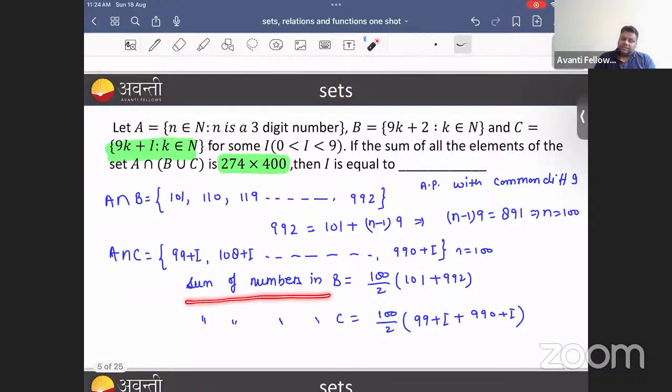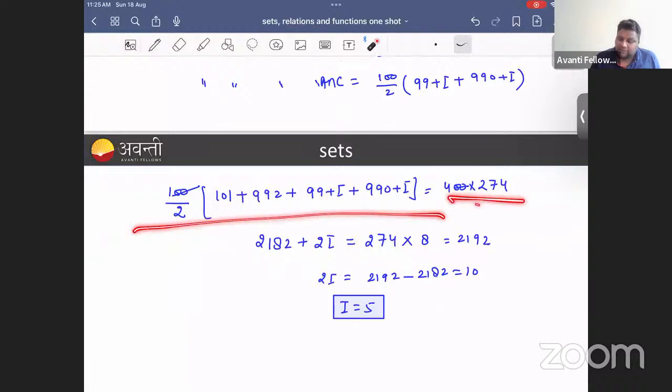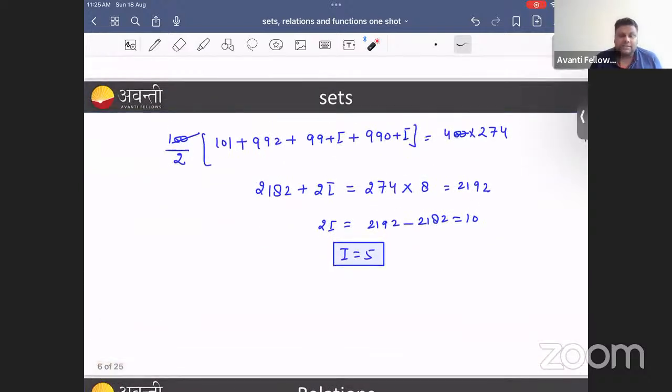Now, the sum of the numbers in set A intersection B will be 100 by 2 times first plus last. The sum of the numbers in the set A intersection C is 100 by 2 again times first plus last. If you add both of them, as given, the total sum of numbers is 274 into 100. Definitely A intersection B and A intersection C are not going to have any common element. Got it? So their total sum will be 400 into 274. I just simplified this equation and I get the value of I as 5.